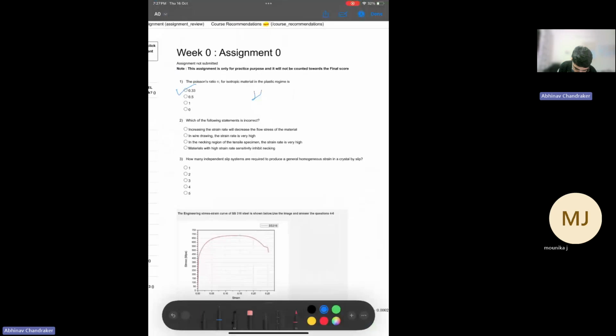Poisson's ratio tells you how much, if you apply a particular load, how much your transverse strains will be in your material. It gives you a ratio of the longitudinal to the transverse strain. So mu can be written as minus epsilon 2 by epsilon 1 1.